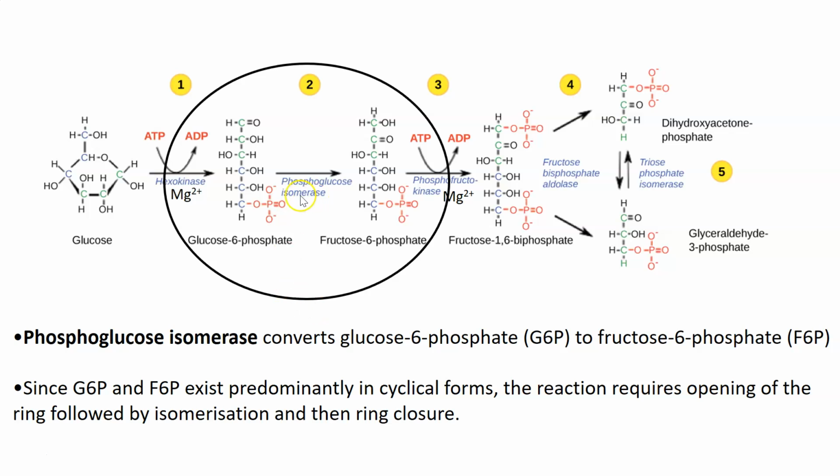Now, I said before that these all exist in cyclical forms. And they do, but in order to perform this isomerization reaction, we need to linearize the molecule first before we can actually introduce this ketone group here. But then once the ketone group has been introduced, it's been modified somewhat, and then it becomes recircularized.